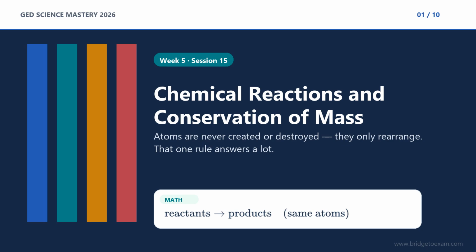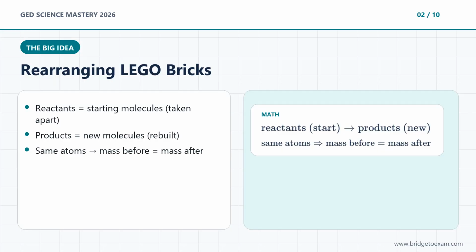Let's rearrange some atoms. The friendliest way to picture a reaction is a box of Lego bricks. You take apart the starting molecules, we call those the reactants, and you rebuild the same bricks into new molecules, the products. But here is the key. You always end up with the exact same bricks, the same atoms, just arranged differently. So in a sealed container, the total mass before the reaction equals the total mass after. Nothing vanishes and nothing is added. The atoms are simply rebuilt.